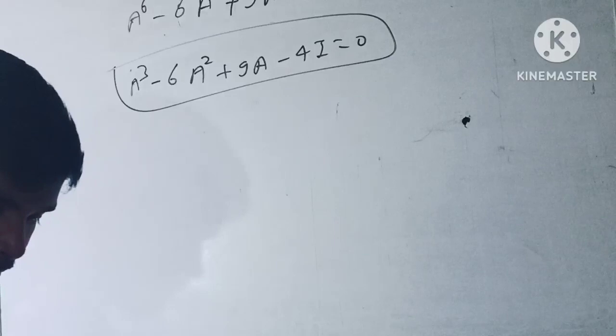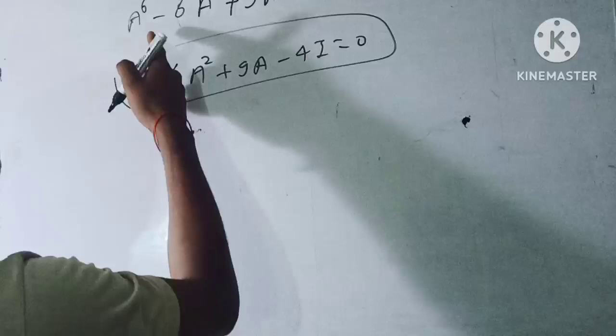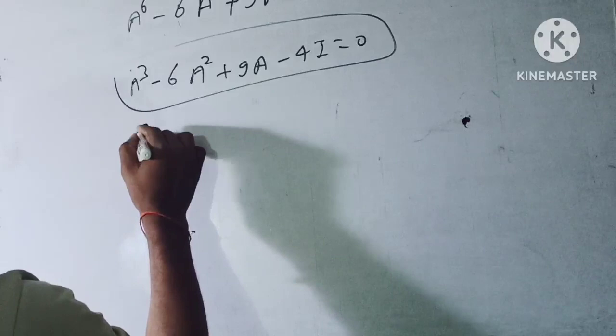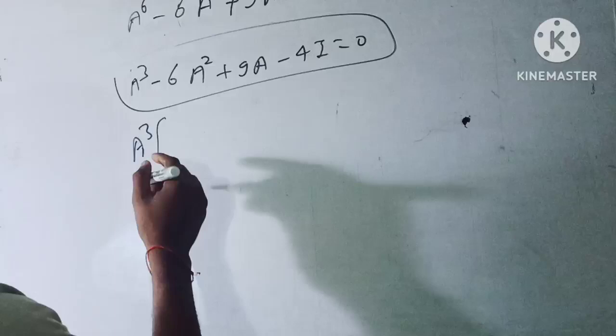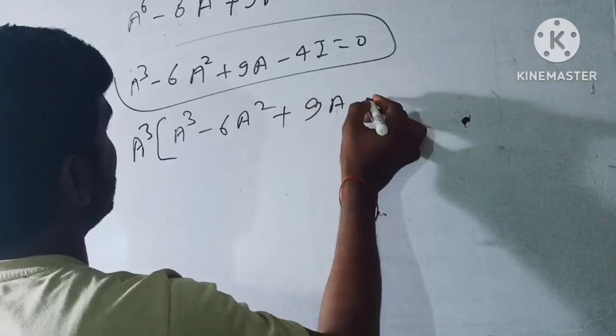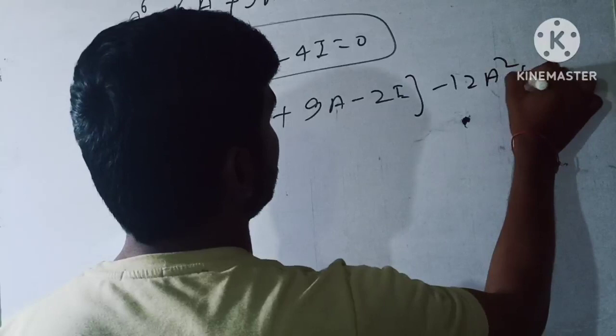Now we will find the value of this expression by using this concept. We have to take A cube common in this expression, and the remaining part is A cube minus 6 A square plus 9 A minus 2I, minus 12 A square plus 23 A minus 9I.